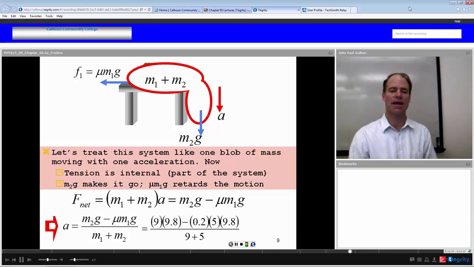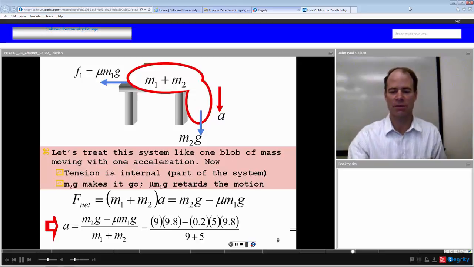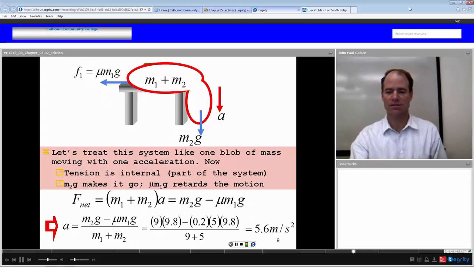That's going to be 9 kilograms times 9.8 minus mu 0.2 times 5 kilograms times 9.8 over the total mass 9 plus 5. Gives us a value of acceleration of 5.6 meters per second squared.